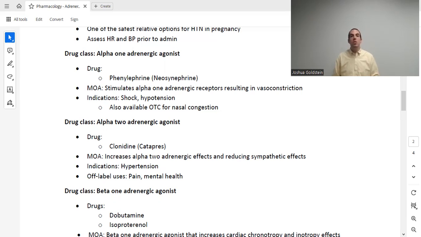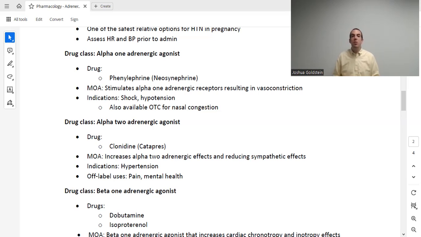What do we use it for? We use it for shock and hypotension. However, also notice this drug, phenylephrine, is available over the counter in a nasal spray, and we're going to talk about that when we get to respiratory medications, but it's also available for nasal congestion. And how does it work there? Well, it causes localized vasoconstriction. It reduces the blood flow to the local area. And we're going to talk more about this drug in a few minutes when we talk about shock. Alpha-2 adrenergic agonist is really only one drug that's commonly used from this class, and that is clonidine.